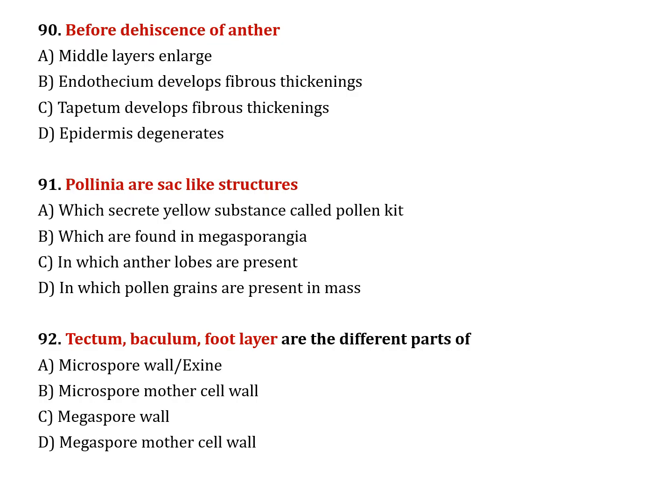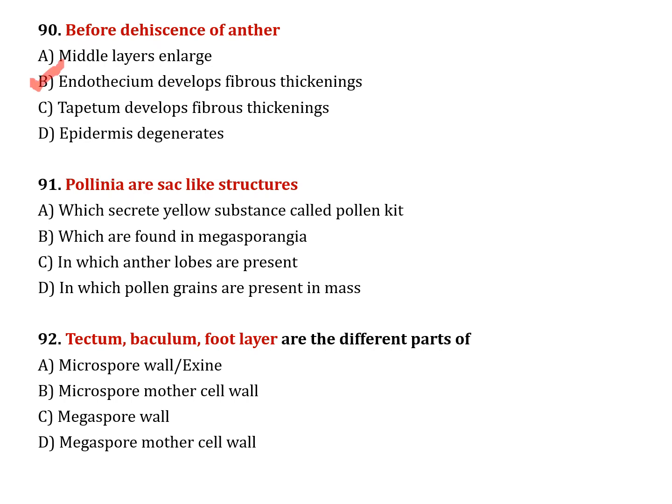The next question, number 90. Before dehiscence of anther, option A, middle layer enlarged; option B, endothecium develops fibrous thickening; option C, tapetum develops fibrous thickening; option D, epidermis degenerates. Correct answer is option B, endothecium develops fibrous thickening.